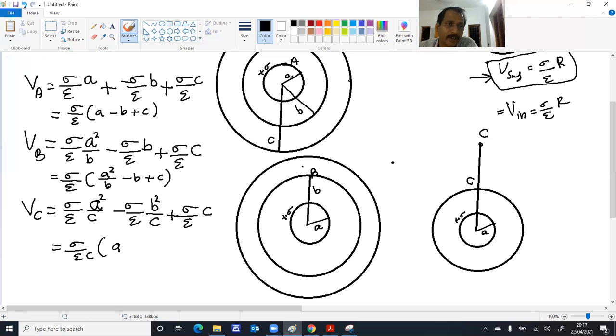No, I can't take it outside, right? I could have taken it if I had a C square in the denominator. It's fine, no need. It's a very easy, simplest way to solve the question, but it needs some concept: which sphere you take, which point you take.